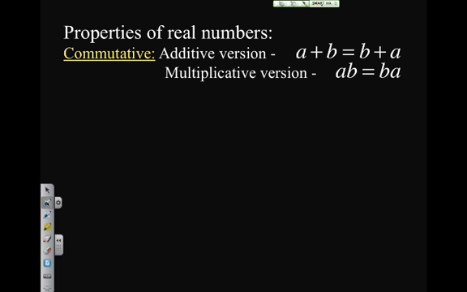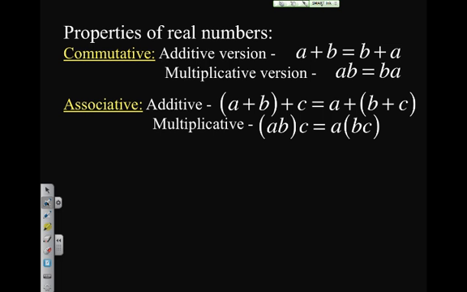Some properties of real numbers. Real numbers have the commutative property. In other words, when we think about the addition of them, if you take a plus b, that is equivalent to b plus a. For multiplication, any number times another number is equal to those things switched around. So 3 times 4 is the same as 4 times 3. The commutative property, those things can switch around.